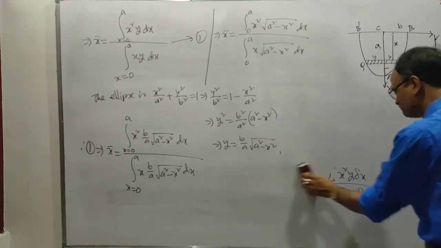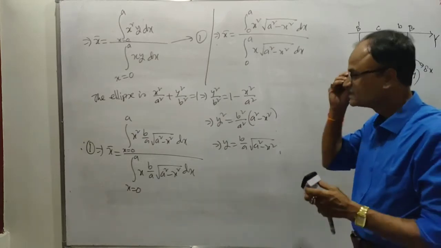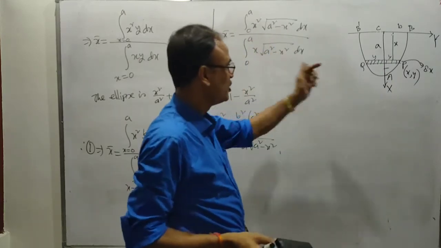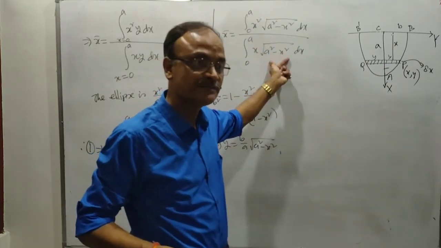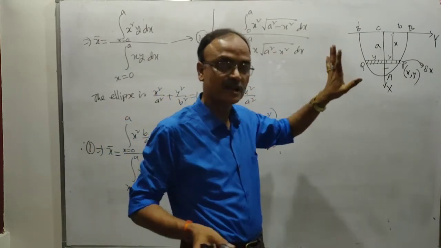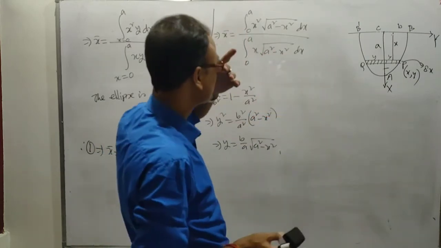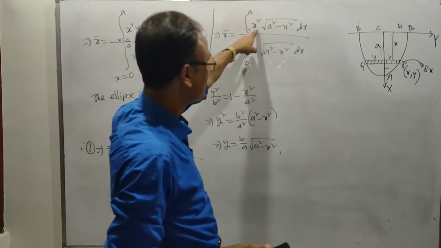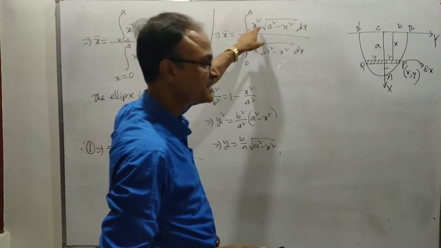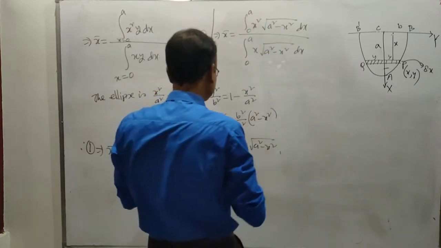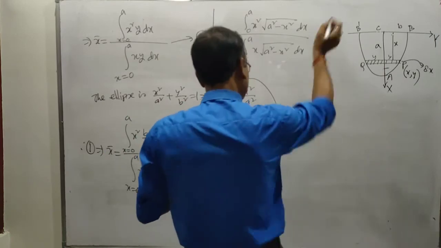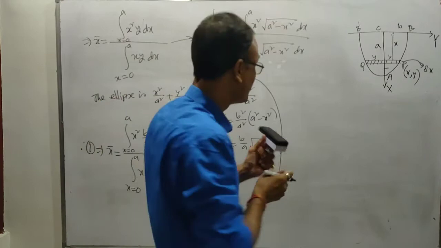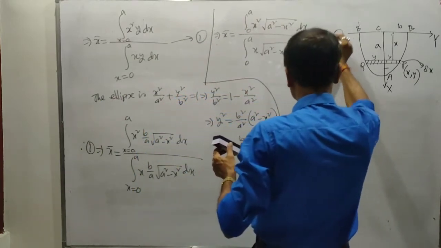Very easy integration. To find the integration in the denominator, you may put a square minus x square is equal to z square. This integral can be easily evaluated, is it not? And from this, x is equal to a sin theta. Simultaneously, the two integrals can be evaluated by the simple substitution x is equal to a sin theta. Suppose this is number 2.